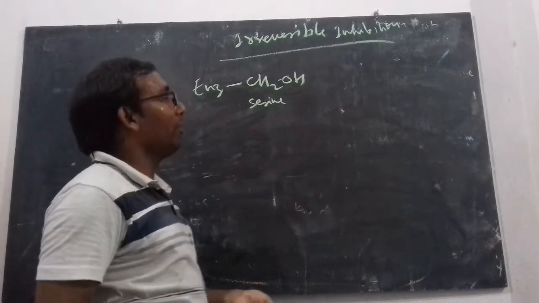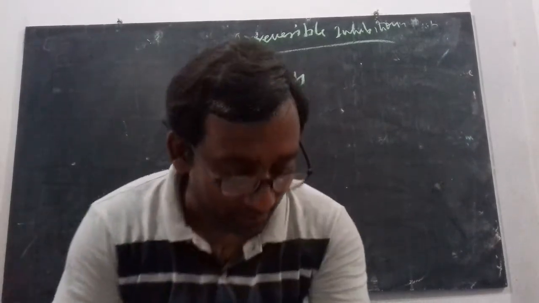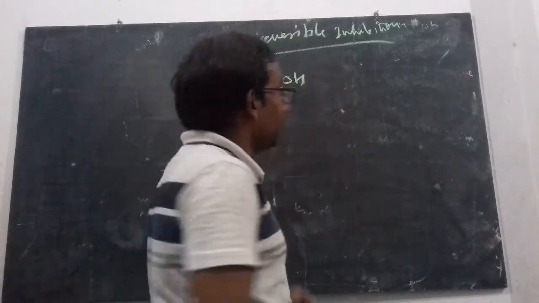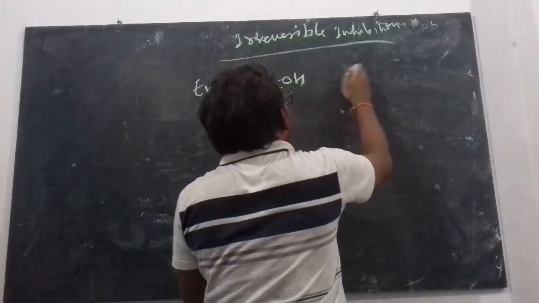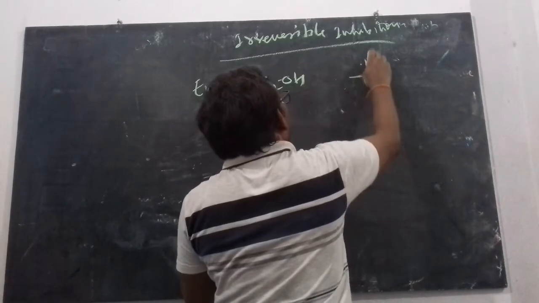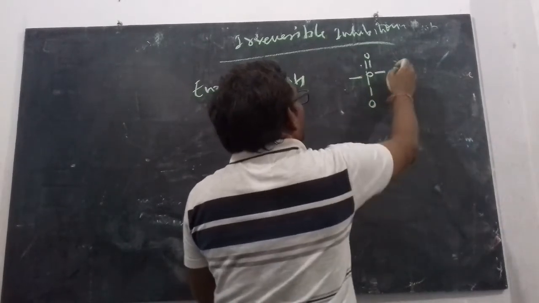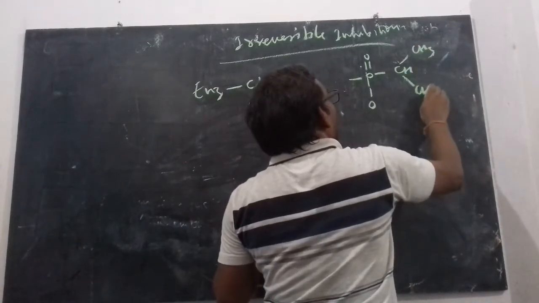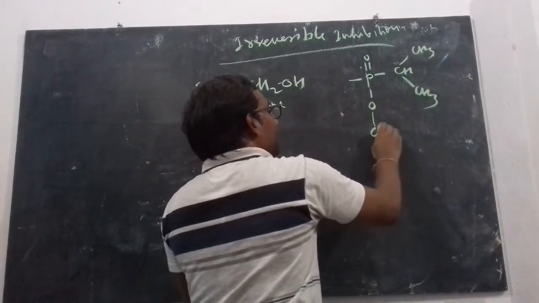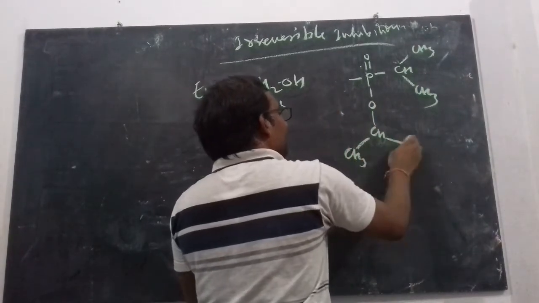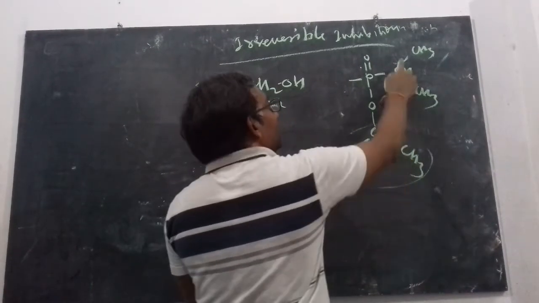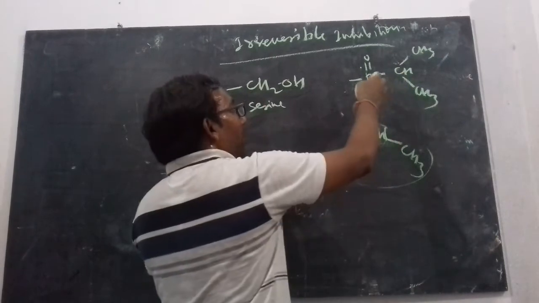And from another side, one inhibitor is coming. The name of the inhibitor is DIFP, diisopropyl fluorophosphate. So what is isopropyl? CH3, CH, this is the isopropyl group. CH3 CH3 is called the isopropyl group.